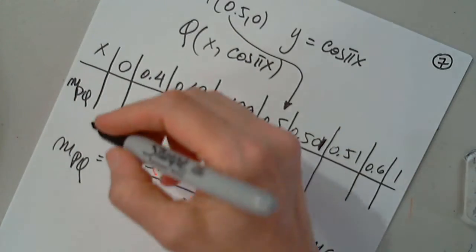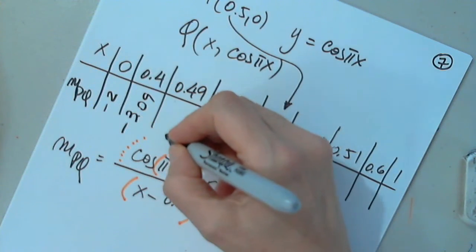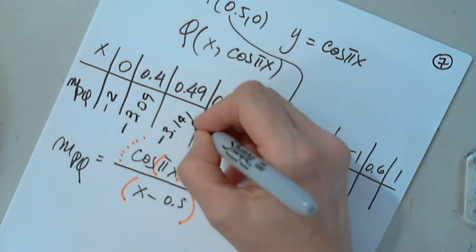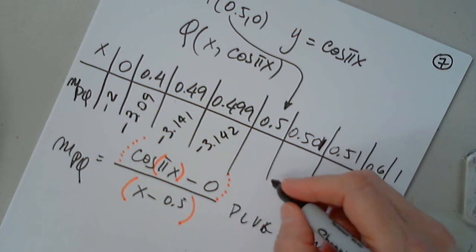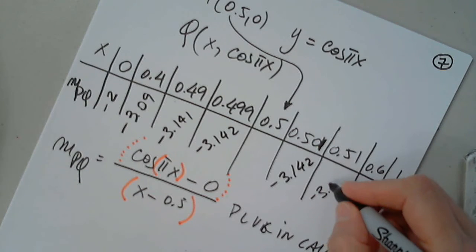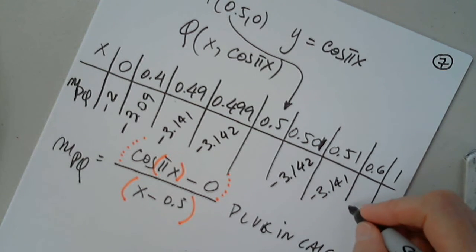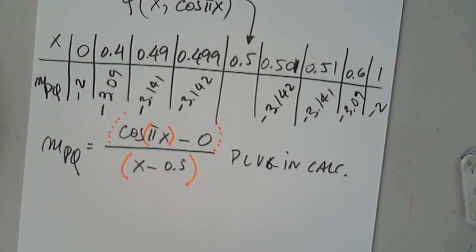So I have -2, -3.09, -3.141, -3.142, -3.142, -3.141, -3.09, and -2.